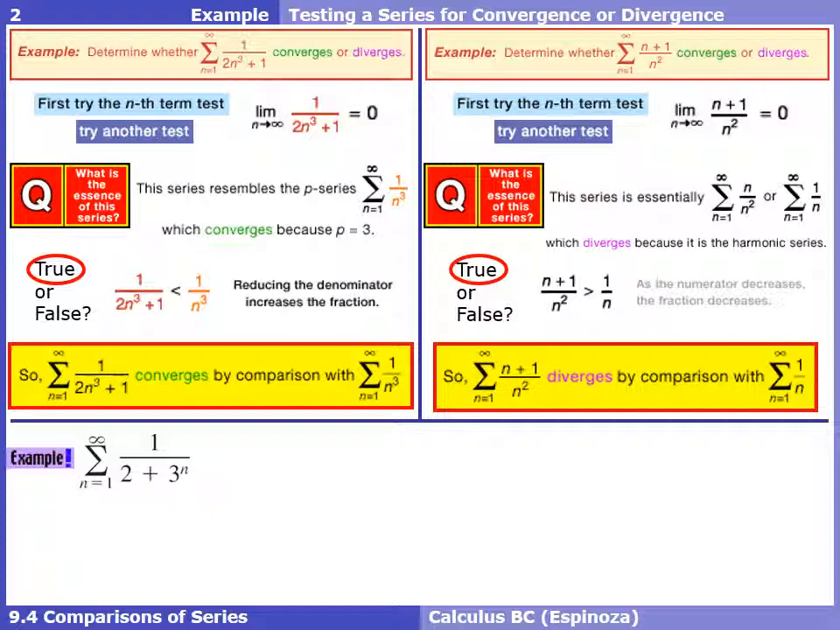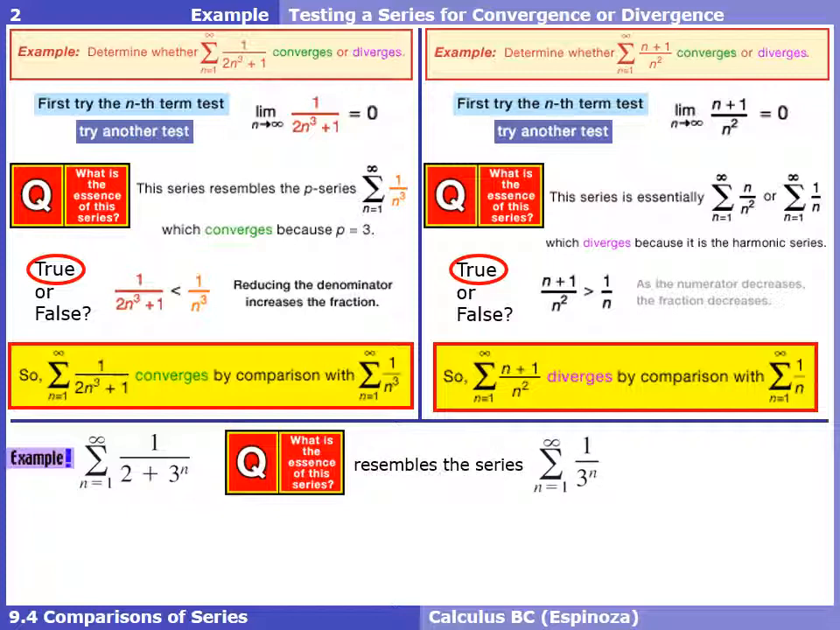Okay, one more example here. I'm not going to even bother using the nth term test because it really wouldn't make sense to. We'd have 3 to the infinity in the bottom, and we're not really sure how to deal with that. But luckily, we know that this looks like something. In the first two examples, the essence of our problem was a p-series. In this problem, the 2 in the bottom doesn't really do much, so this really looks like the series 1 over 3 to the n.